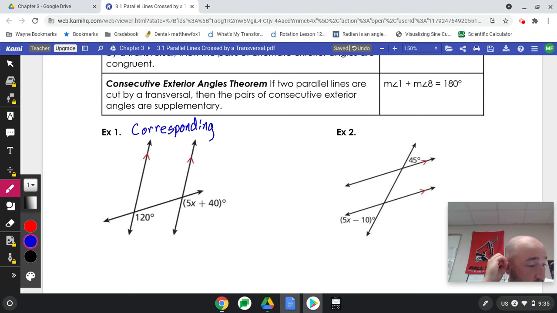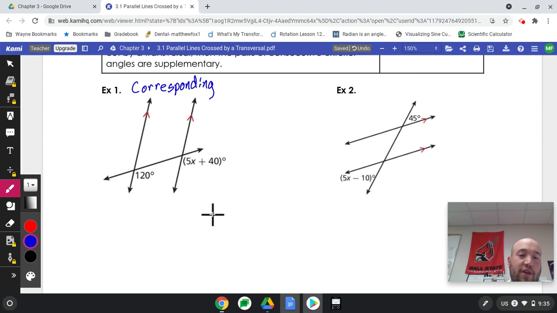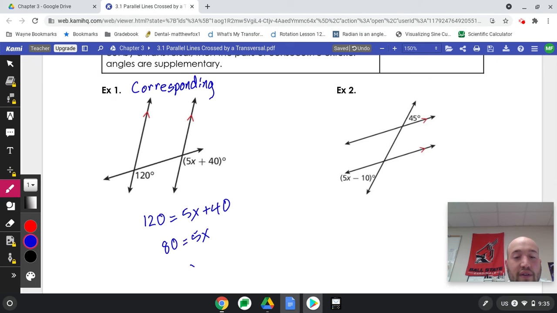Okay, so at this point now, we have 120 and 5x plus 40. Those are corresponding, down to the right, down to the right. So we are going to just do 120 equals 5x plus 40, because remember, corresponding angles are congruent. We subtract 40, we're left with 80 equals 5x. Divide by 5, x will equal 16. All right, on to the next one.